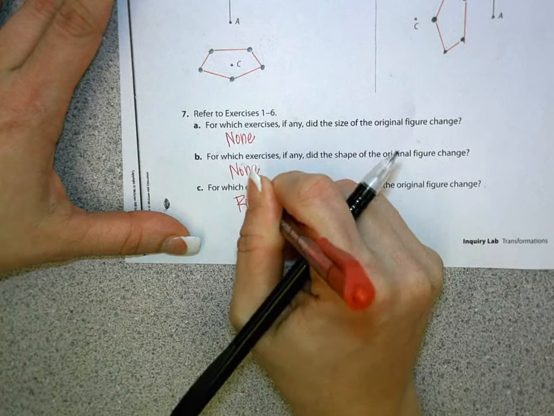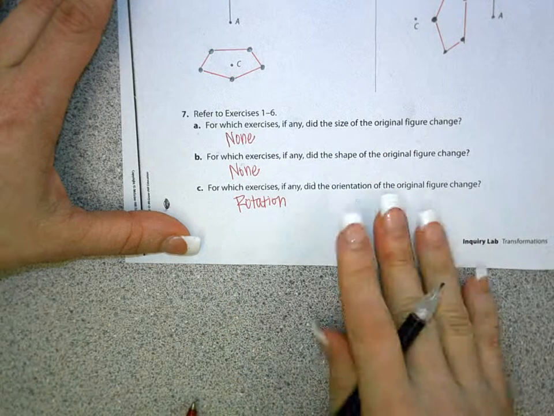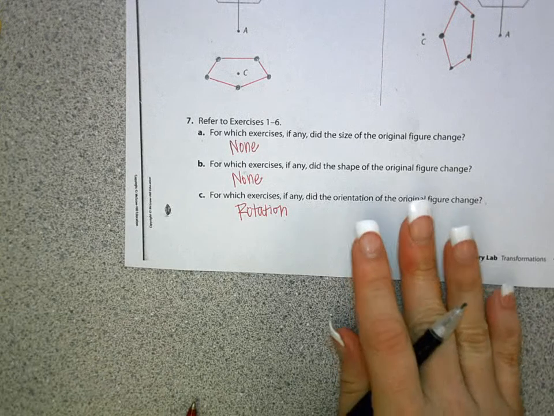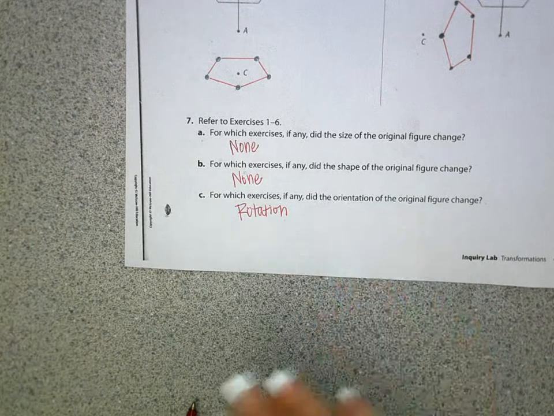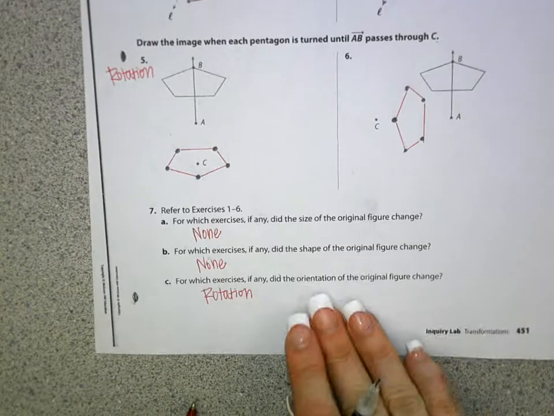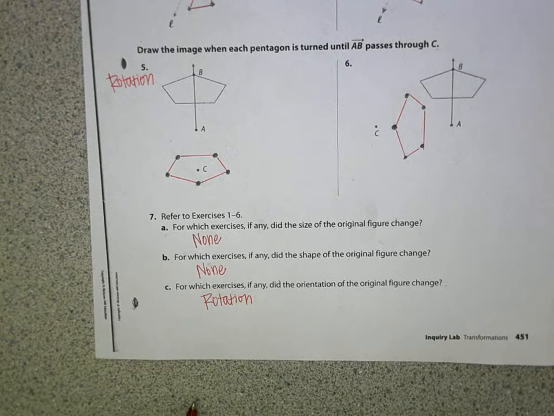So when you rotate something, the orientation, or which way is up, changes, the direction that it was facing. And that's it. That's just an introduction to what we're going to be working on next. Does anyone have any questions?